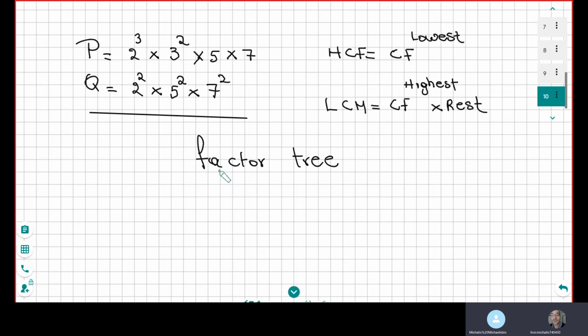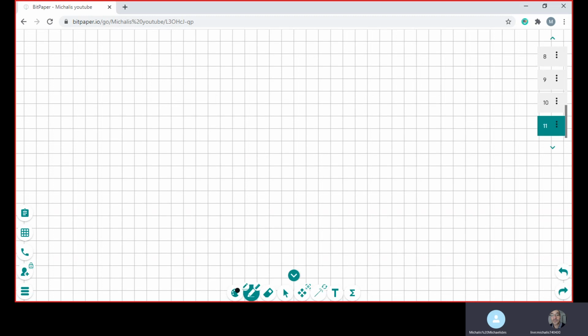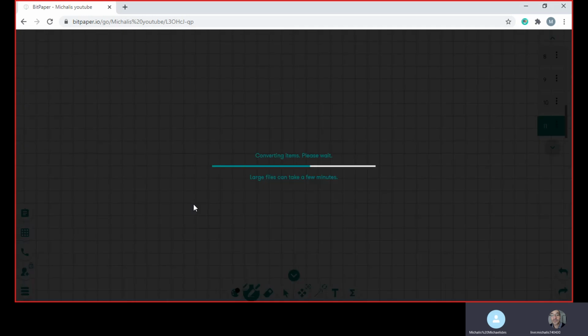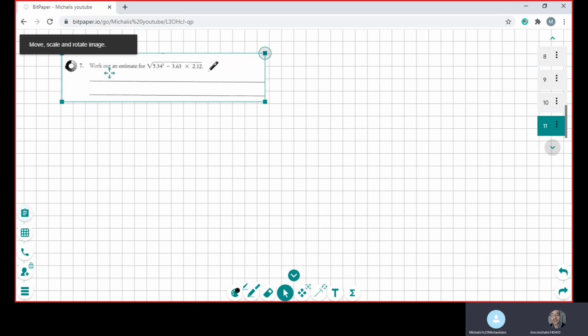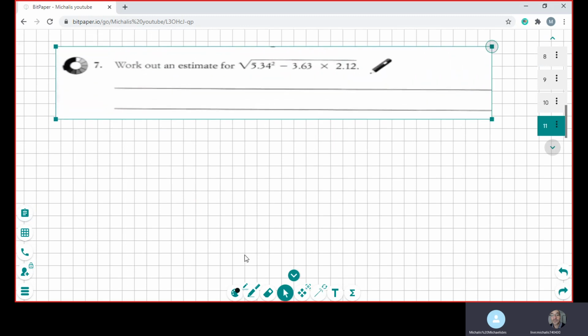And using the factor tree, you can find the highest common factors and the lowest common multiples using the above formulas. Okay, since I have another exercise that I need to show here, number 7 is finding an estimate of complex calculations. To find an estimate of a complex calculation, it's necessary to round the numbers to the nearest whole number or to the nearest square number, depending on the estimation.